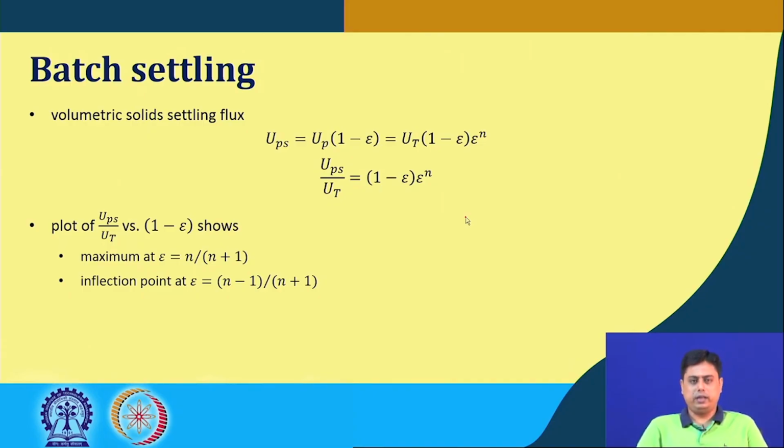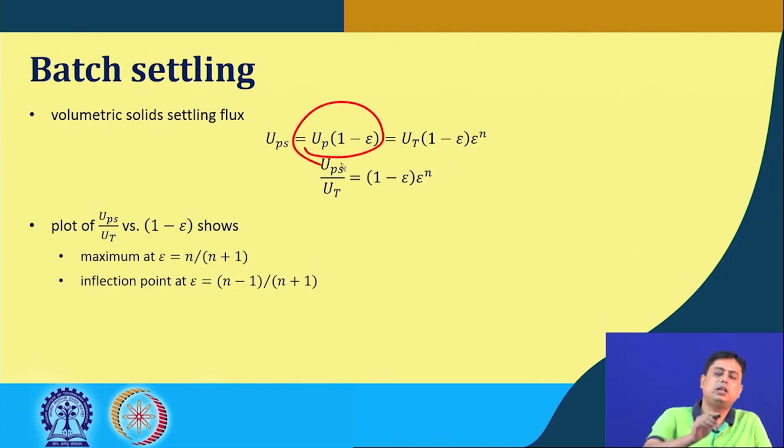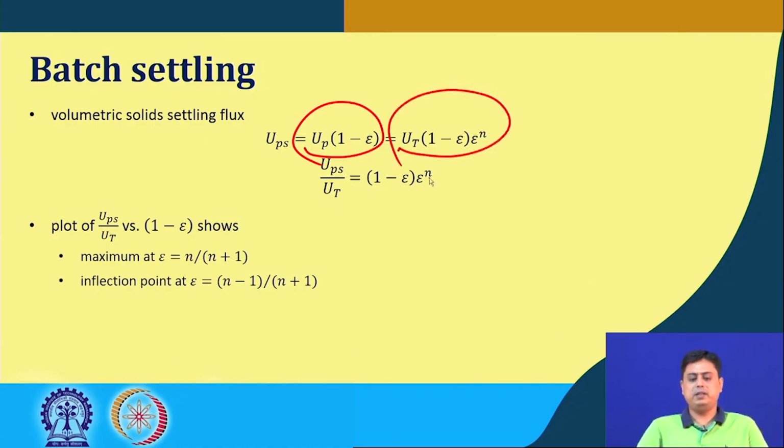In terms of volumetric solids settling flux, we can write UPS as the actual velocity multiplied by its volume fraction, which again we write in terms of the terminal velocity. We replace the expression of UP by UT multiplied by epsilon to the power n. So, we have got the volumetric solids settling flux in terms of the single particle terminal velocity and the volume fraction of the solids and the liquids. In terms of a dimensionless quantity, if we divide this by UT, we get this expression.